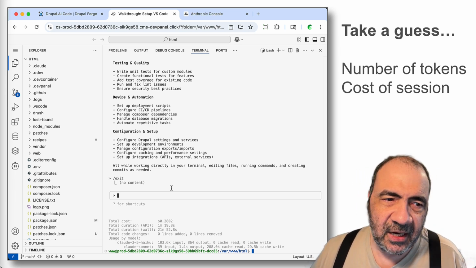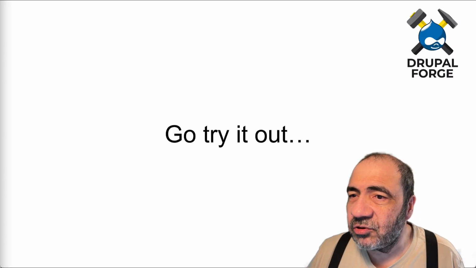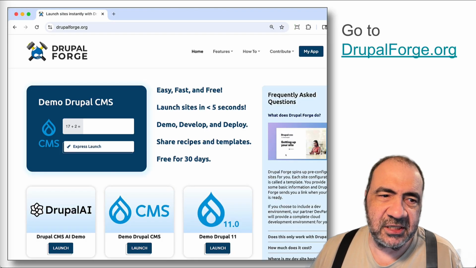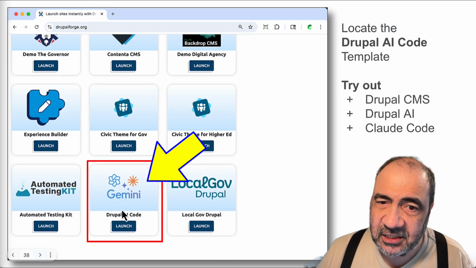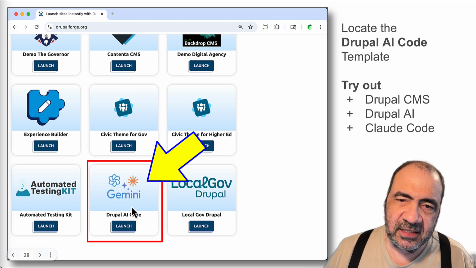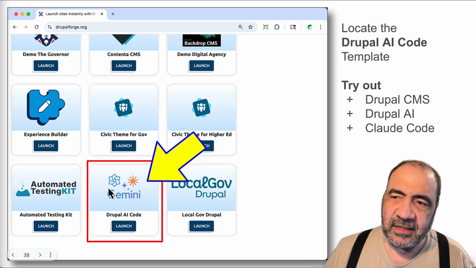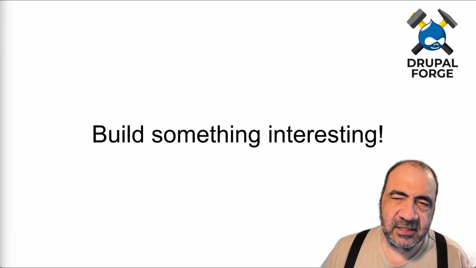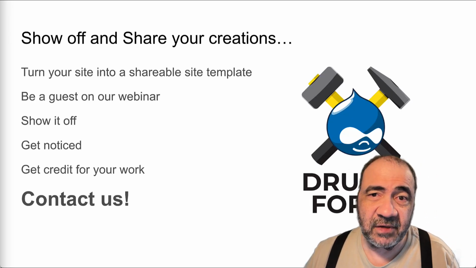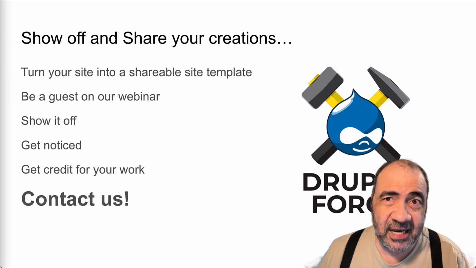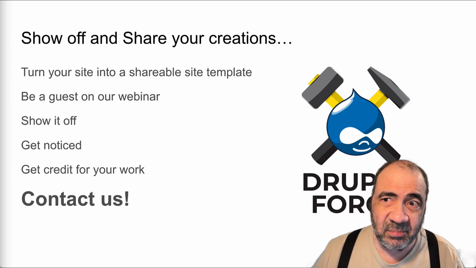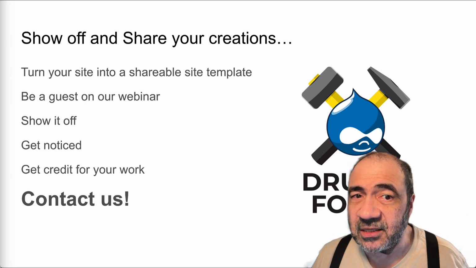So anyways, if you want to go try this out yourself, just go to drupalforge.org. Find this application. You'll see the Gemini, you'll see the Claude icon on there as well, and this is the Drupal AI in there, and build something interesting. And then once you have something interesting and you want to show it off and you want to share it, you can actually take what you have, you can turn it into a site, you can turn your site into a shareable site template on Drupal Forge, and you can share it with other people.